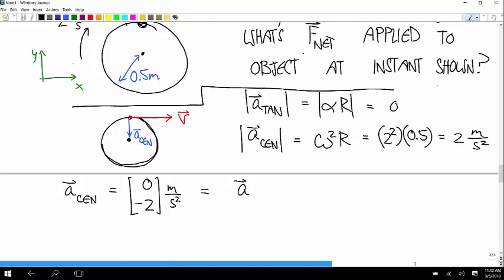At the next instant, it would be something else because the centripetal is pointing from a different spot toward the center. But this is at this single instant.